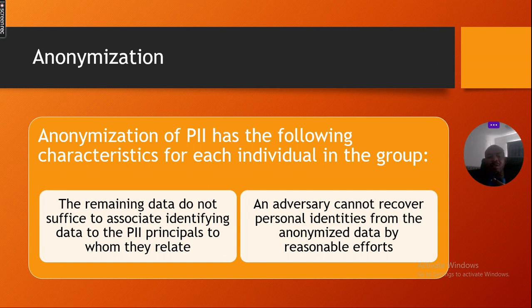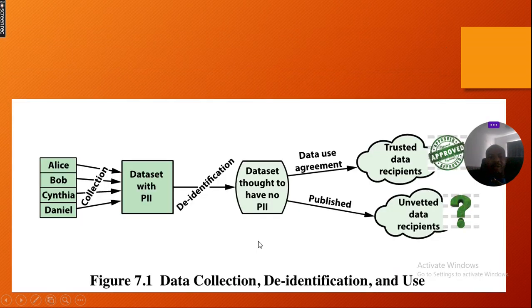Okay, another characteristic of anonymization is that the adversary cannot recover personal identities from the anonymized data by reasonable effort. They cannot, because you've taken out a significant part of the information. Now let's take a look at figure 7.1. Figure 7.1 is a data collection, de-identification and use.